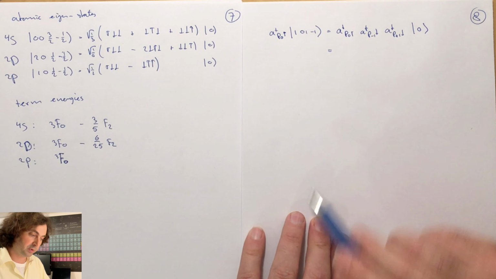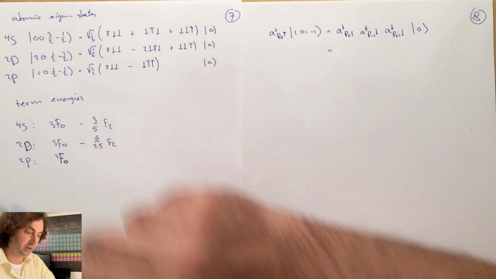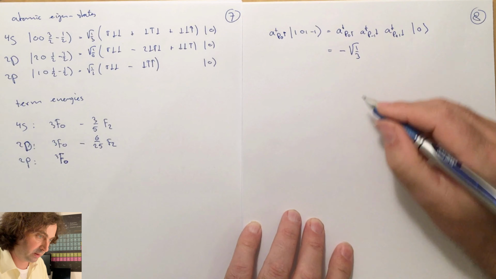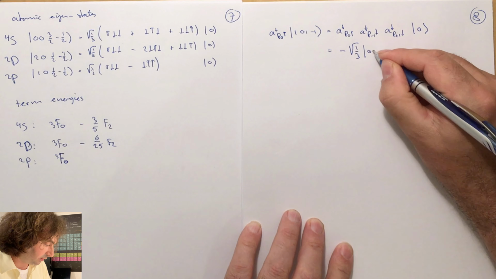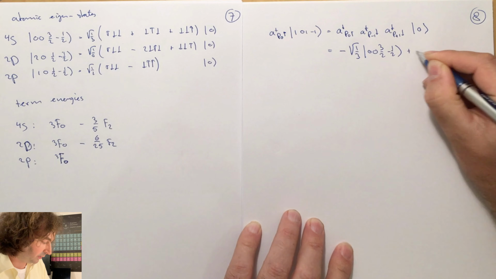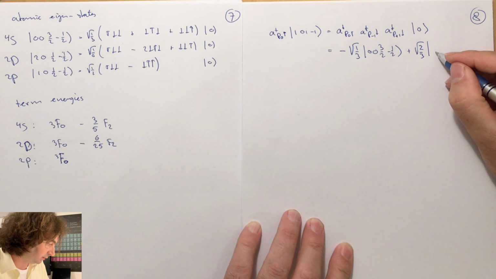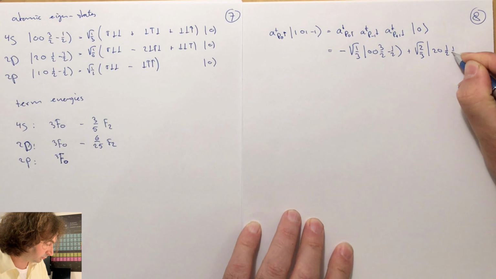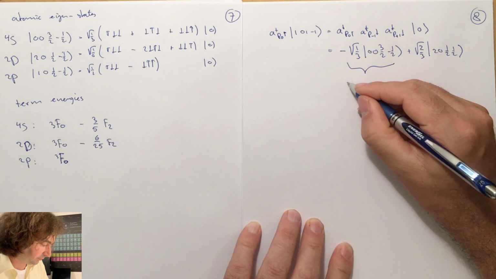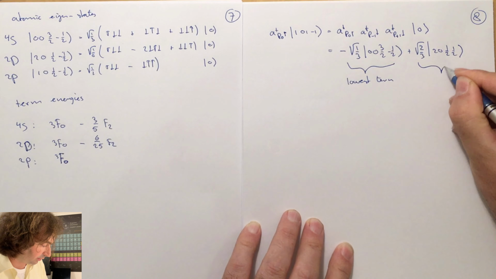So we have down, up, down as our linear combination, and we see that you then either go to the 2D or to the 4S. So with a prefactor of minus square root 1/3, we go to the 4S, and with a prefactor of square root of 2/3, you go to the 2D term. So this is the ground state. And this is an excited state.